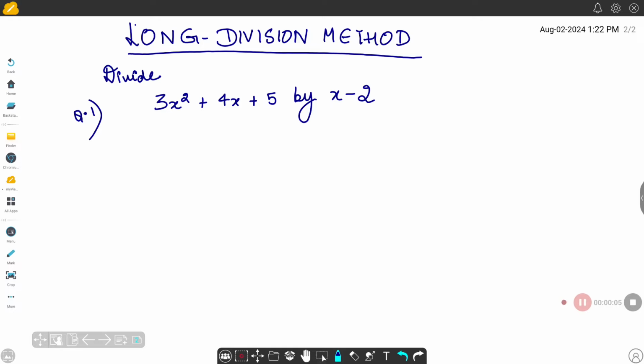Today we are going to learn the long division method of polynomials. So let's start it. Question number 1: 3x square plus 4x plus 5, which is the dividend, to be divided by x minus 2, which is the divisor. So the first basic step is to check whether both dividend and the divisor are in the standard form.